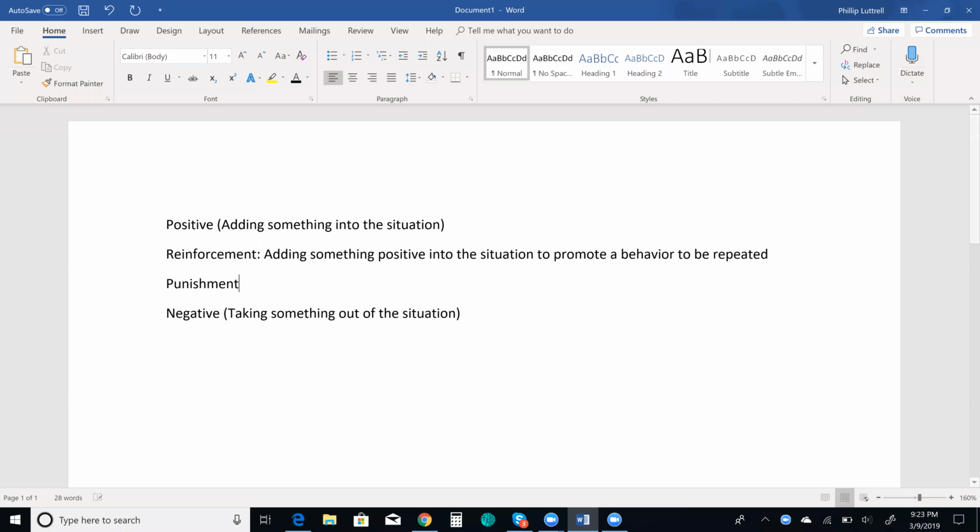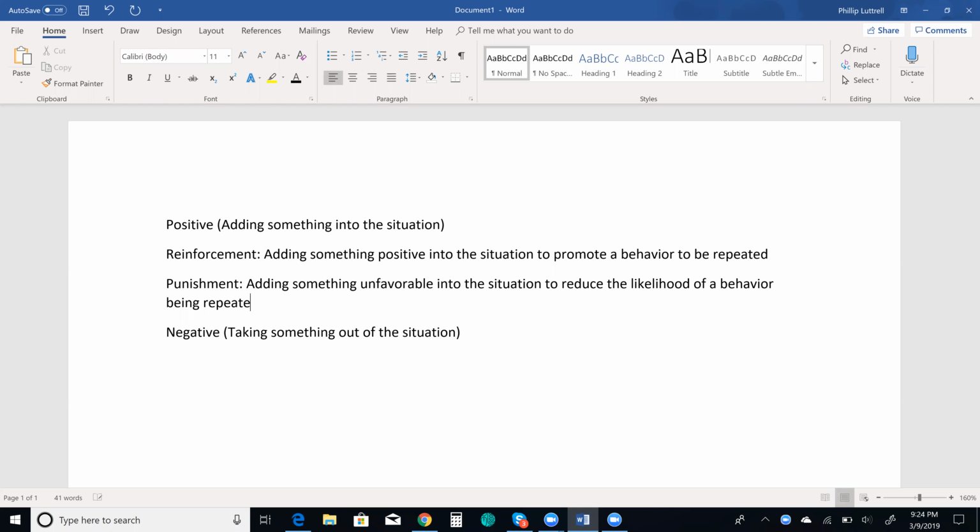And then punishment would be adding something unfavorable into the situation to reduce the likelihood of a behavior being repeated. And I'll provide examples for these after I lay the groundwork.